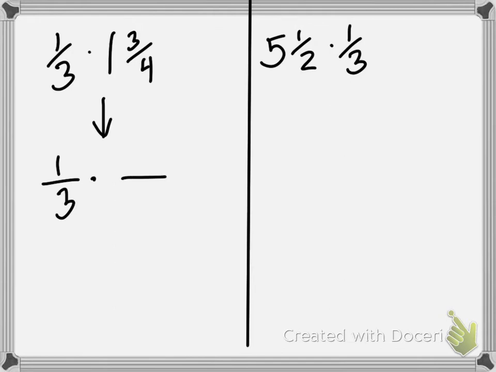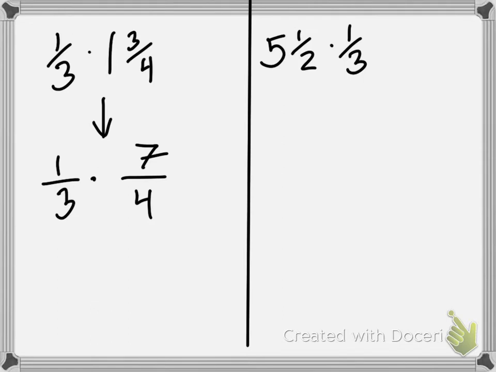We already know our denominator is going to be 4. Our integer times our denominator, 1 times 4 is 4. Plus the numerator gives me 4 plus 3 is 7. Nodding our head or shaking our head, is there anything I can cross cancel? No, there's nothing we can cross cancel.